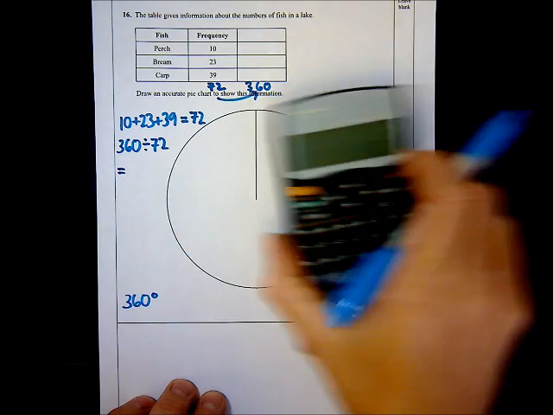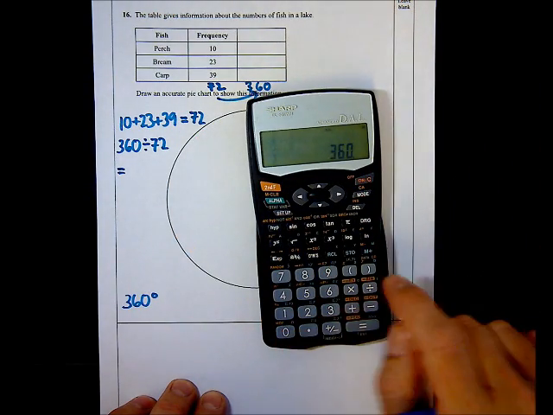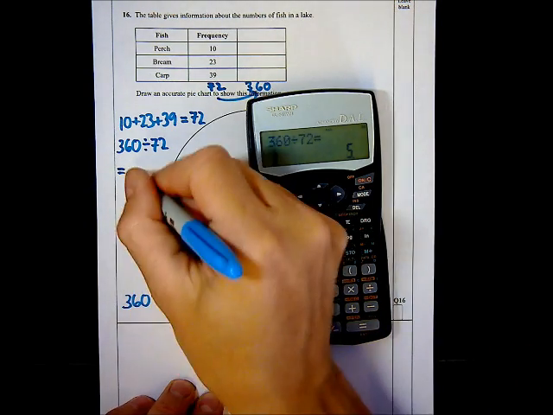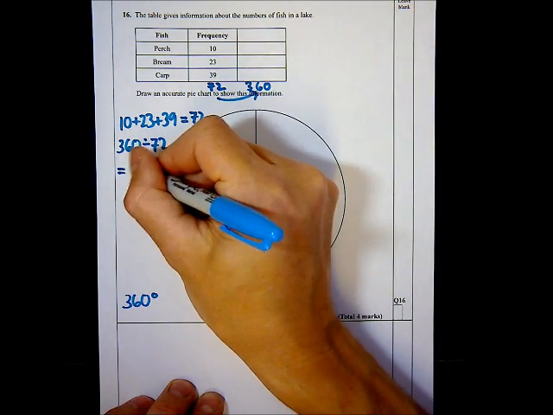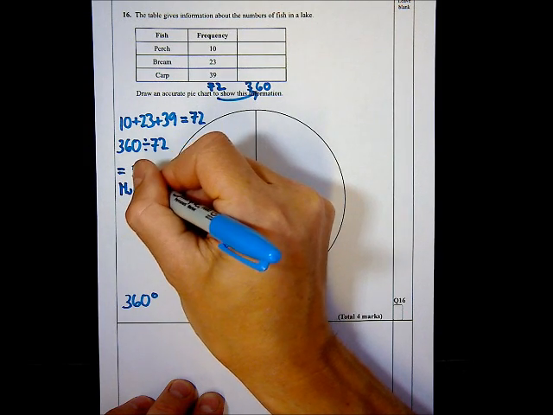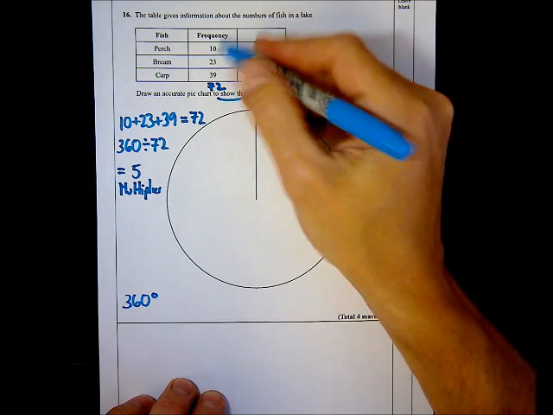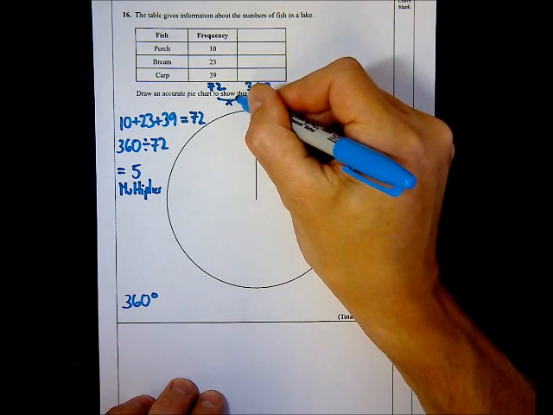Now, you can do that on your calculator. 360 divided by 72 equals 5. So 5 is what I would consider to be my multiplier, which is what I need to multiply each of these numbers by to find out the correct angle.